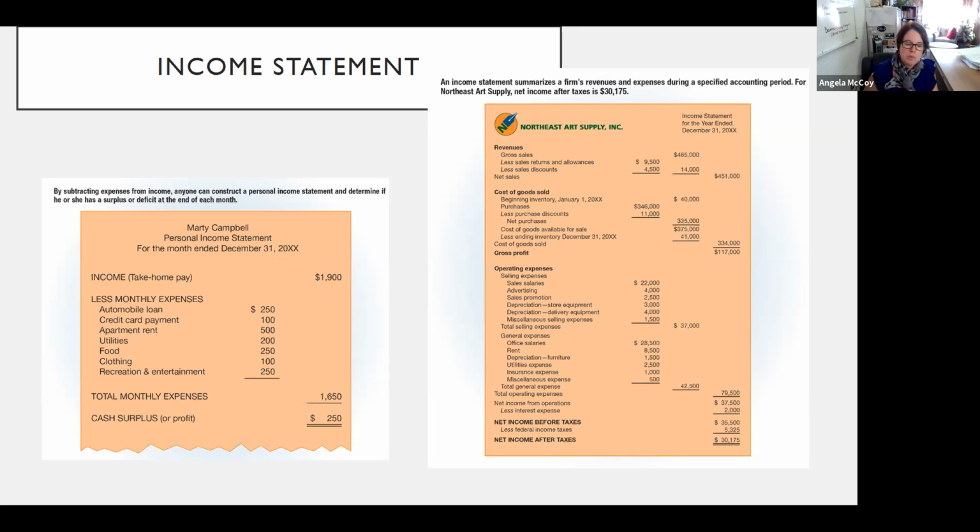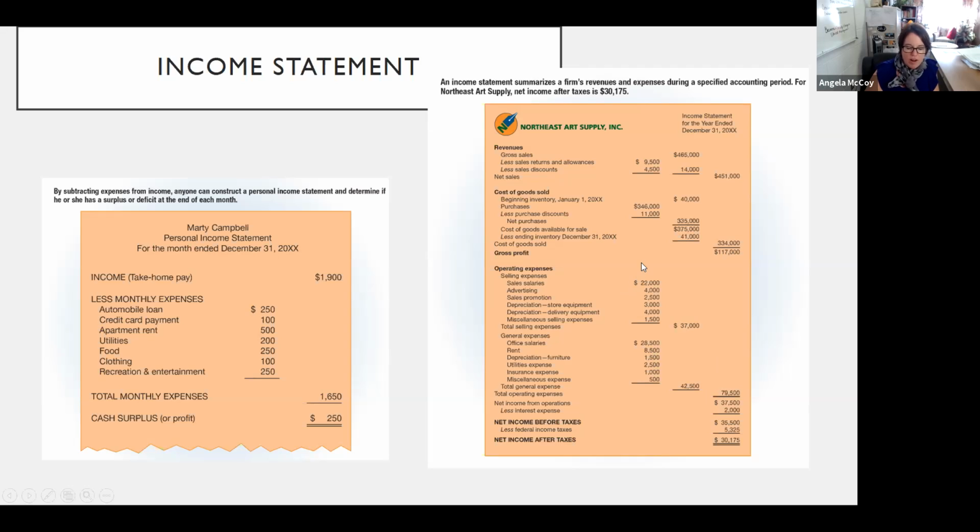It is also possible to use information from a personal income statement to construct a personal budget, a specific plan for spending your income. If we go over here to this one, it shows the income statement for the Northeast Art Supply Company. For a business, revenues less cost of goods sold, less operating expenses equals your net income.